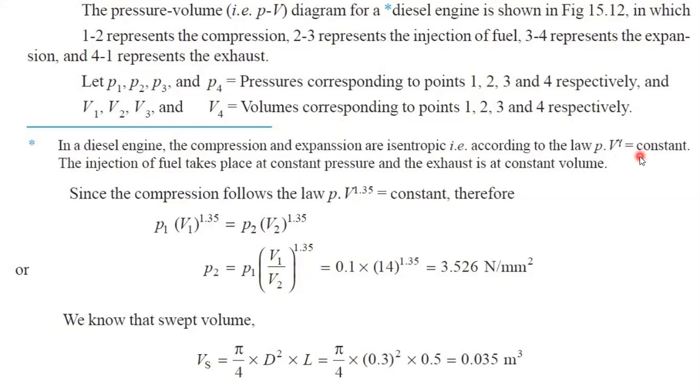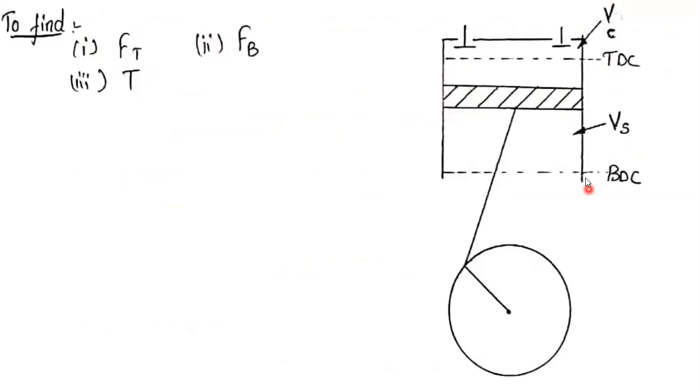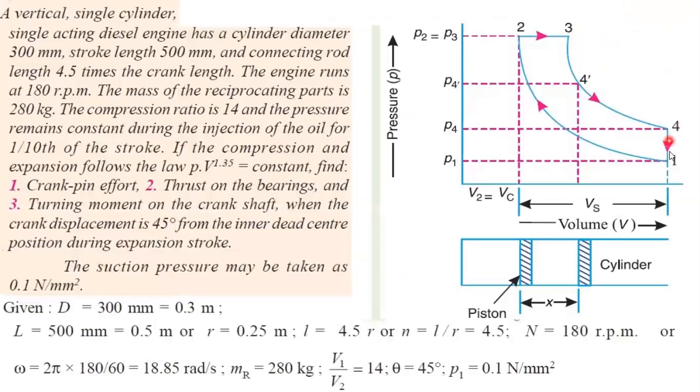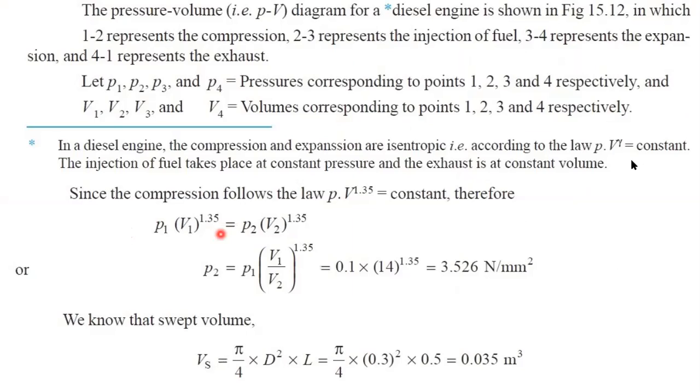They have given the question. So it's a constant. The injection of fuel takes place at a constant pressure, and in exhaust it's a constant volume. See the diagram. So here the volume is constant, and here the pressure is constant. So PV^n is equal to constant, right?